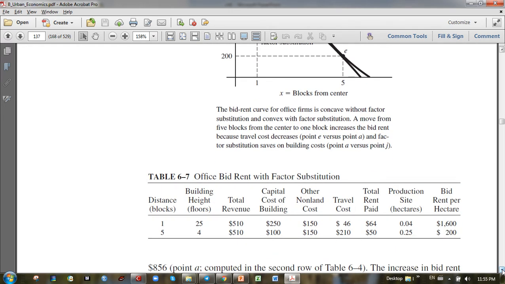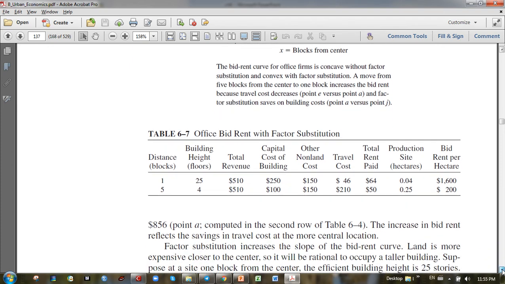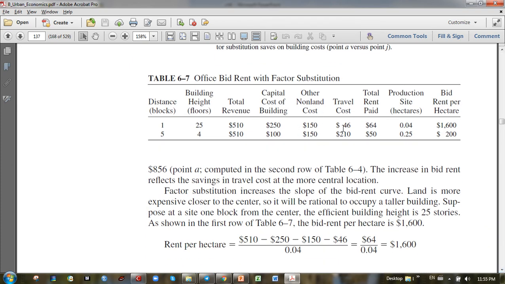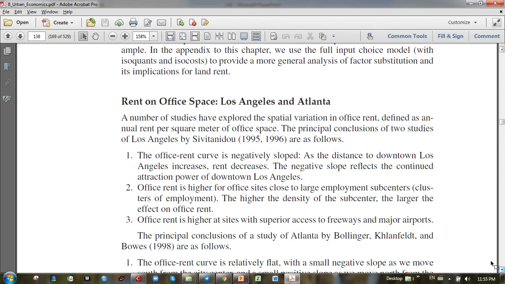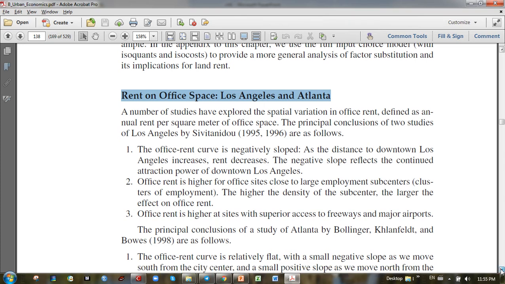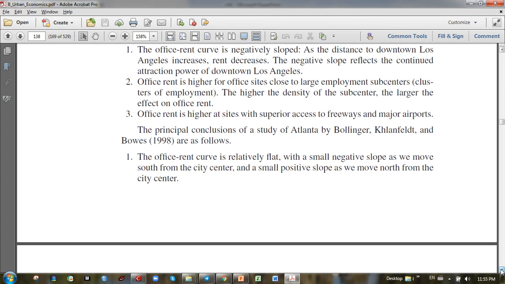Maybe I will wait for the presenter to present this one and explain how to get this data, something like this. 1600 here, 1600. Sorry. Rent on office space. This is Los Angeles and Atlanta. This is just an example from the United States. You can read it to get some idea. But in my presentation slide, I have not captured this one.